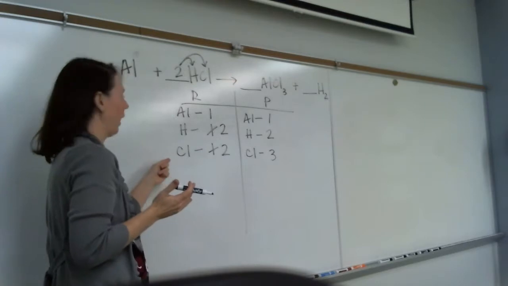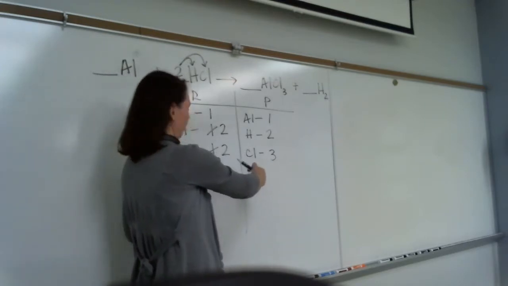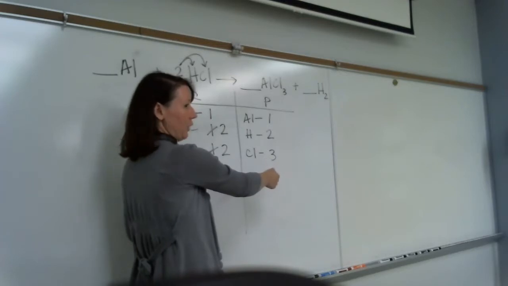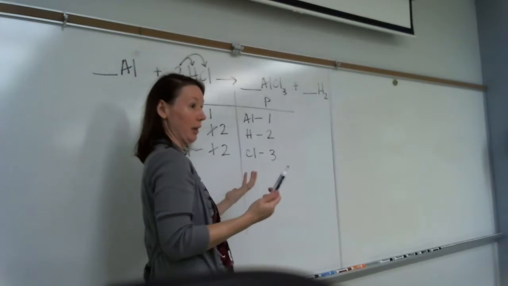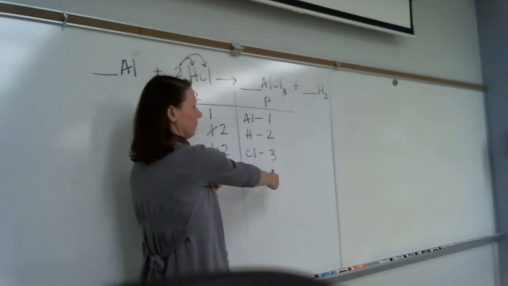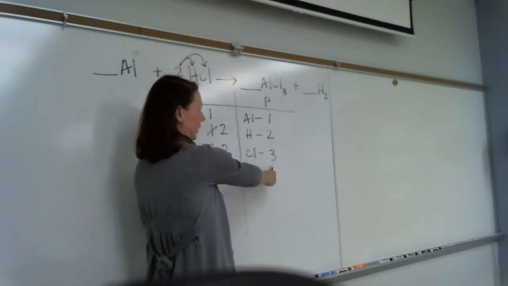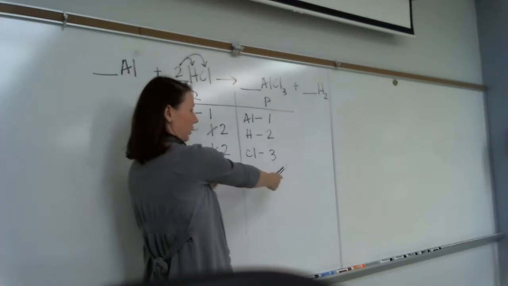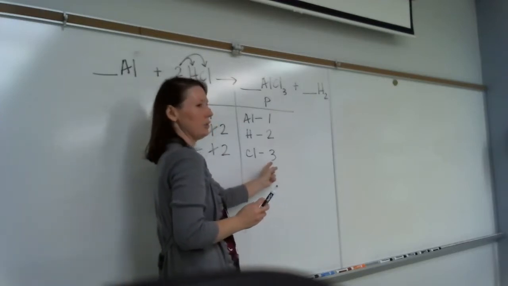And now we've got a problem. Because is 3 a multiple of 2? Or is 2 a multiple of 3? No. But I can turn them both into the same number, right? The least common multiple of 2 and 3 is what? 6, right? If I turn this into a 6, and I turn this into a 6, then they'll be balanced. So how do I turn this Cl from a 3 into a 6?